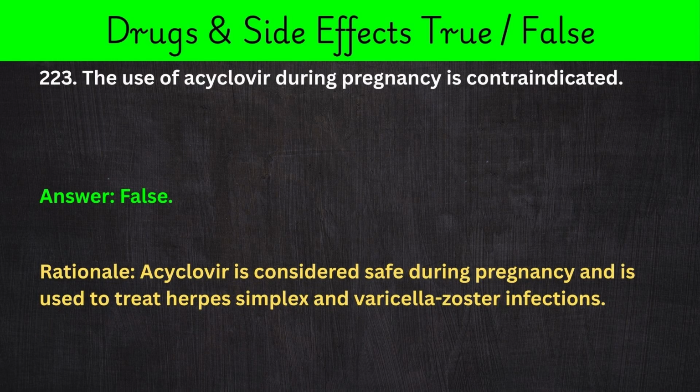223. The use of acyclovir during pregnancy is contraindicated. Answer: false. Rationale: acyclovir is considered safe during pregnancy and is used to treat herpes simplex and varicella zoster infections.